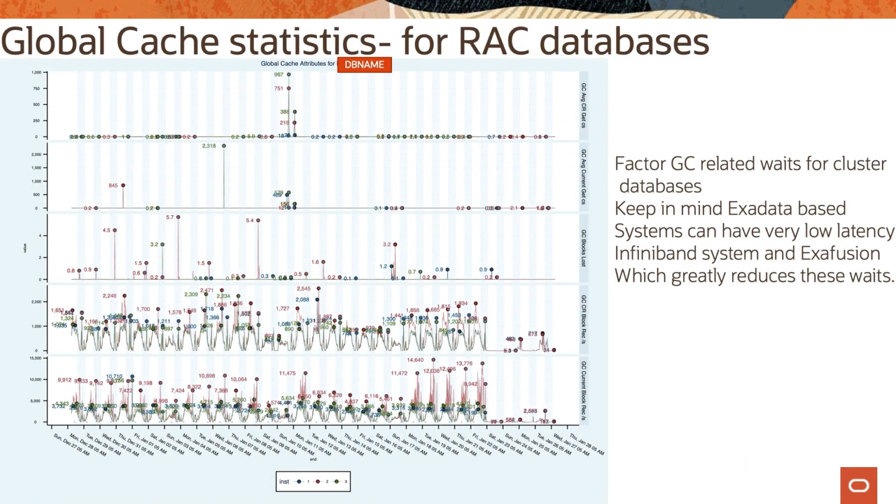In case of a Real Application Cluster, you have cluster related waits, and you need to factor in the GC related waits for cluster databases. Another thing to keep in mind is that Exadata database systems can have very low latency, with InfiniBand in place, and they provide Exafusion, so that can greatly reduce these particular wait events if that's the bottleneck in the system.